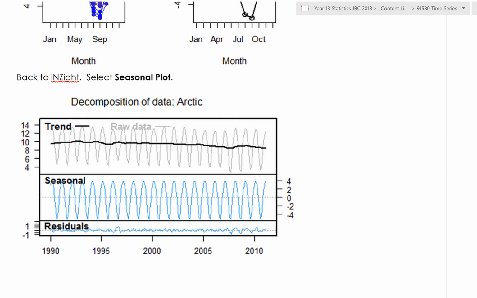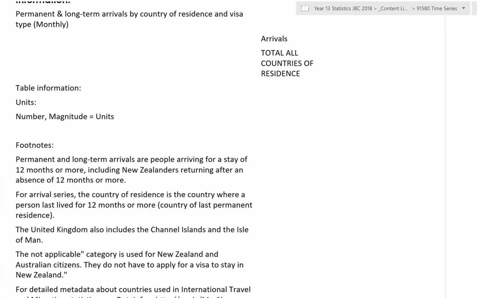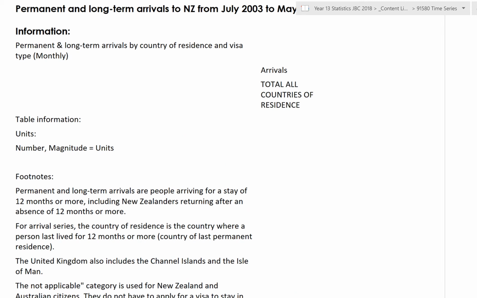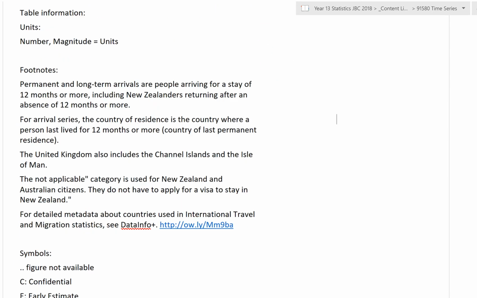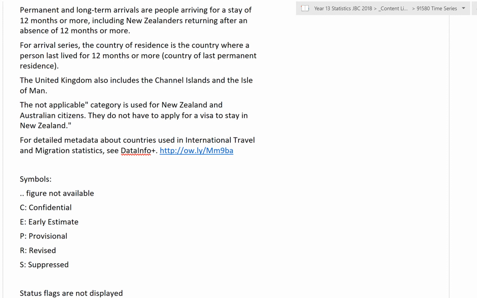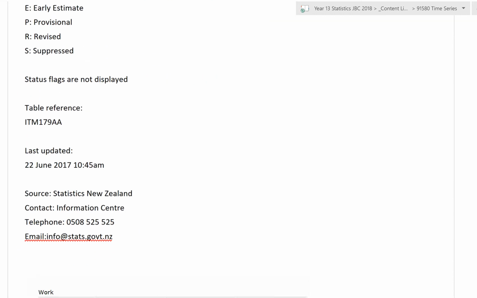The one we're looking at, it says it's permanent and long-term arrivals, and this is just to New Zealand, and it's monthly. Permanent and long-term arrivals are people arriving for a stay of 12 months or more, including New Zealanders returning after an absence of 12 months or more. Okay, and that's the part that relates to us.